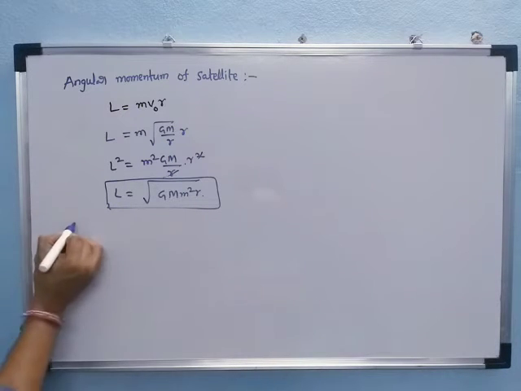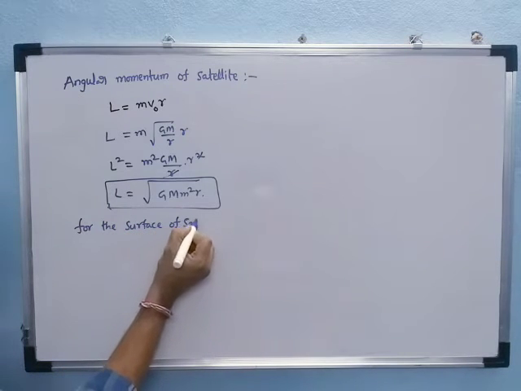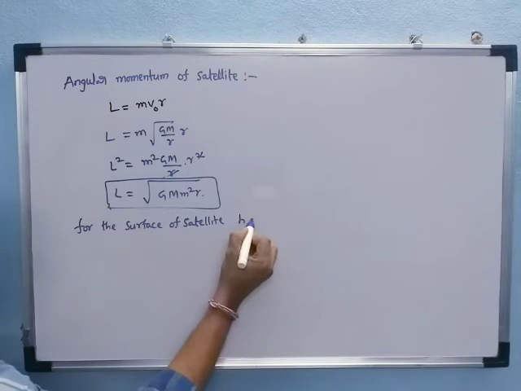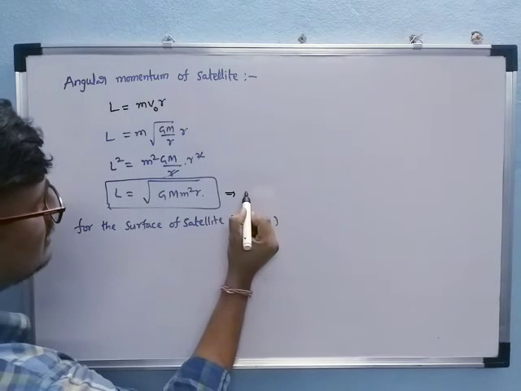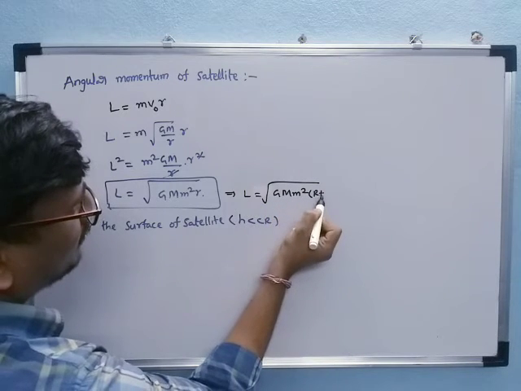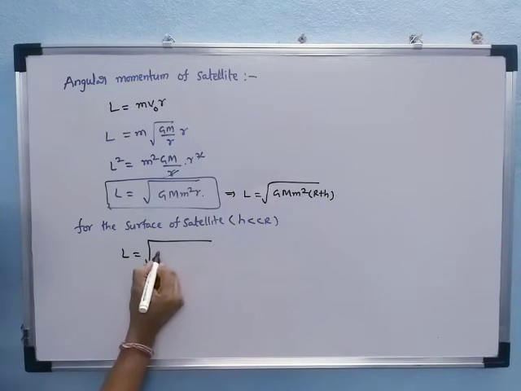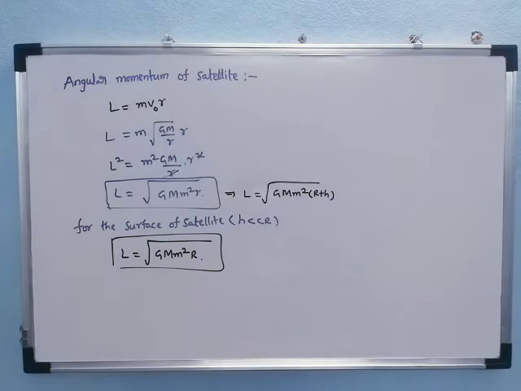For a surface satellite, h is less than r, so the h value is negligible, and small r is equal to r plus h, so L is under root of G capital M small m square into r plus h. When h is negligible, the angular momentum is L equal to under root of G capital M small m square into r. This is the formula for a surface satellite.